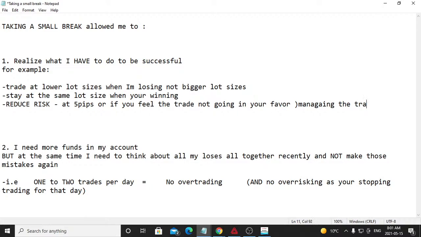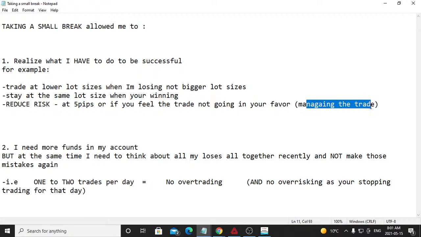Managing the trade. So you want to manage the trade before you're getting into it and while it's going on. So that when you're at the higher account balances, instead of losing, let's say, $1,000 a day, you might lose like $700 or $500 as opposed to that full $1,000.